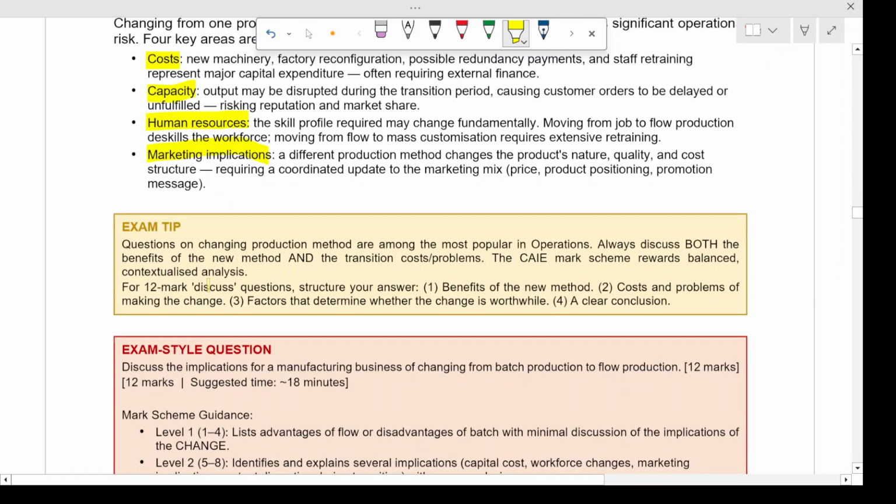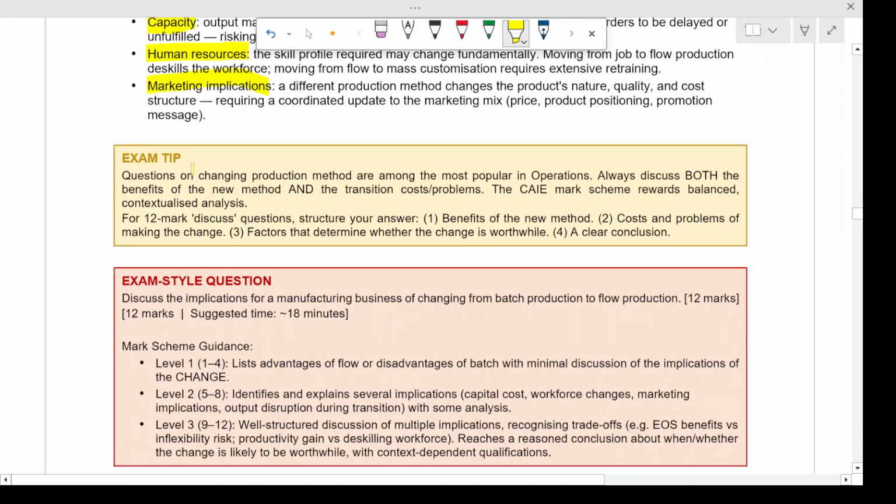Exam tip: questions on changing production methods are among the most popular in operations. Always discuss both the benefits of the new method and the transition costs or problems. The CAIE mark scheme rewards balanced, contextualized analysis, not just straightforward bullet points. They want you to give some sort of context. They want you to link everything to whatever you have written.